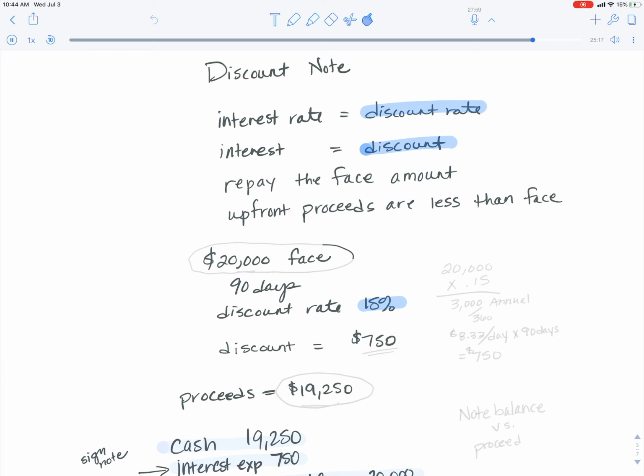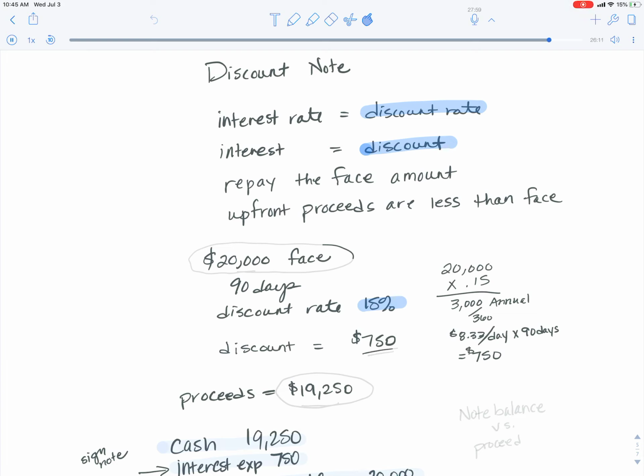So that means plug into your calculator 20,000 times 0.15. That's going to be $3,000. Well, $3,000 is the annual amount of interest. So we have to break it down into just 90 days of interest. So we're going to divide that by 360, just like we did in Chapter 9. And that's essentially $8.33 a day. 8.3333 times 90 days is 750. So 90 days of interest is 750.